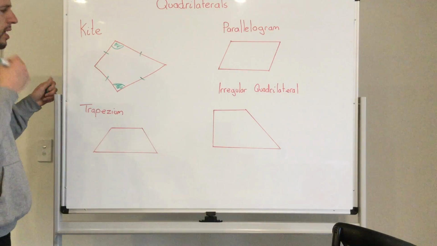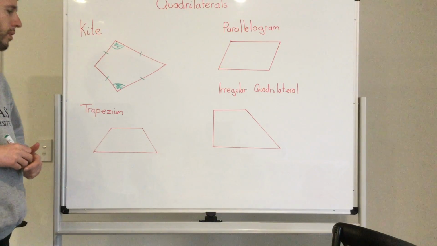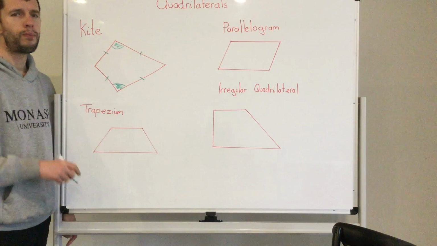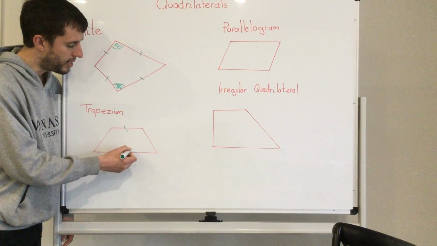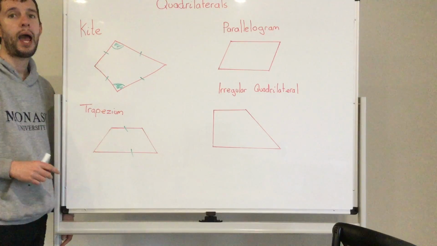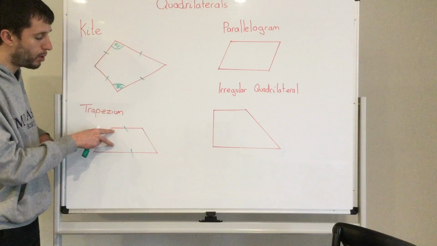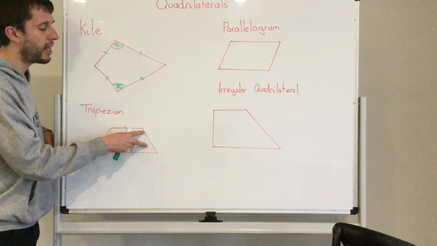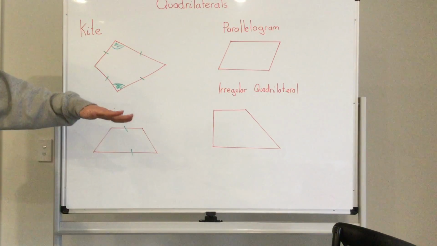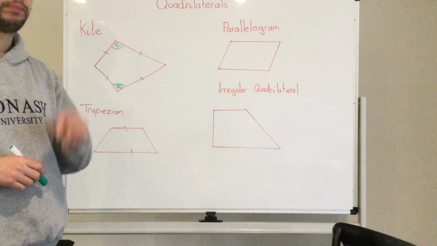Okay, so now if we are thinking about that, let's move on to the trapezium. The only property it has is that it's got a pair of parallel lines. If you remember what a parallel line is, the distance between these 2 lines is exactly the same the whole way across.